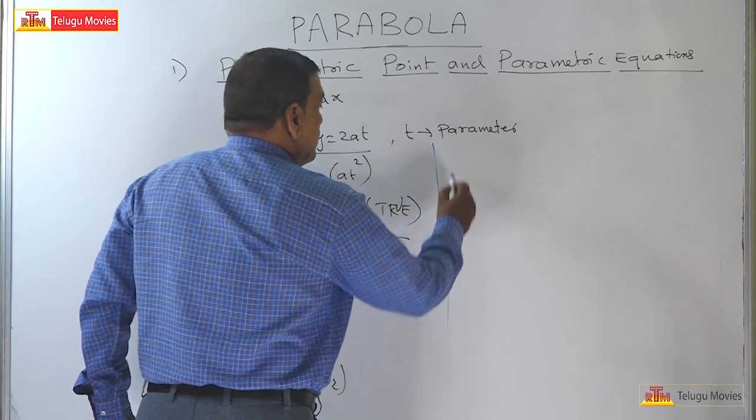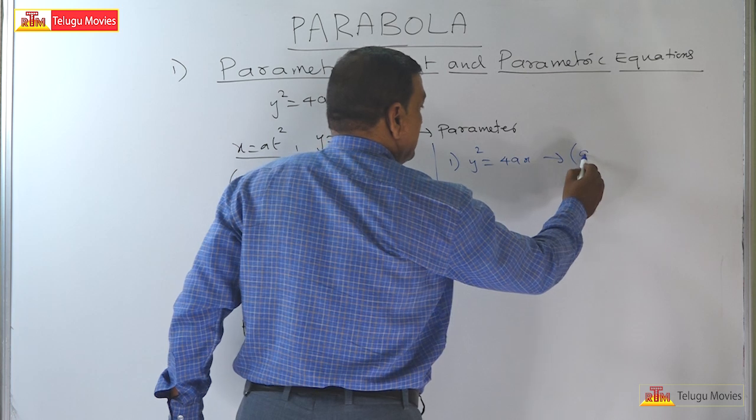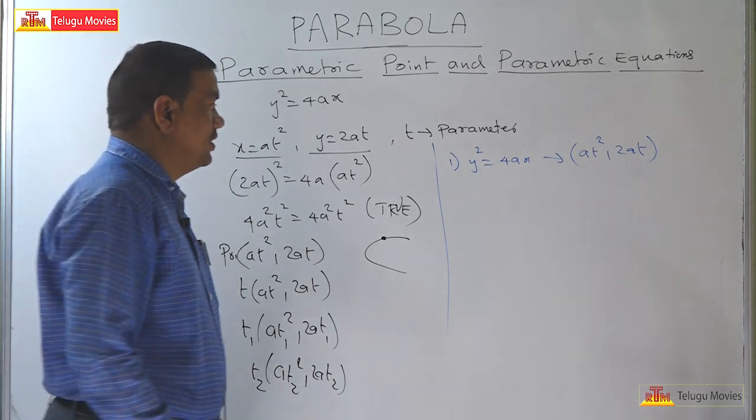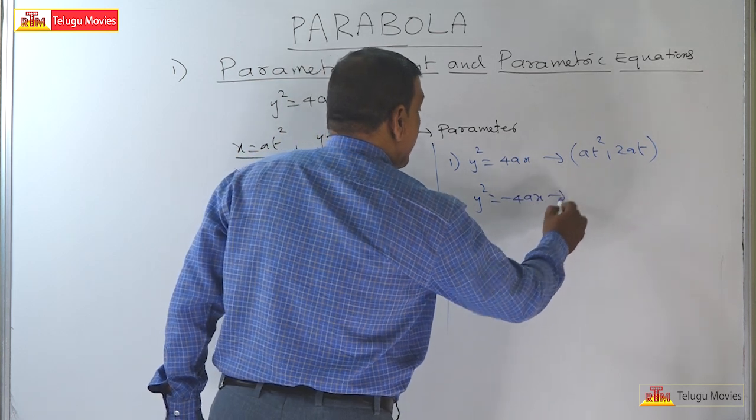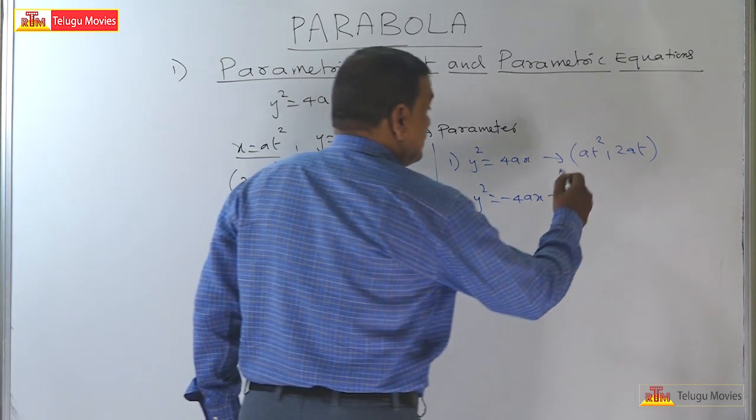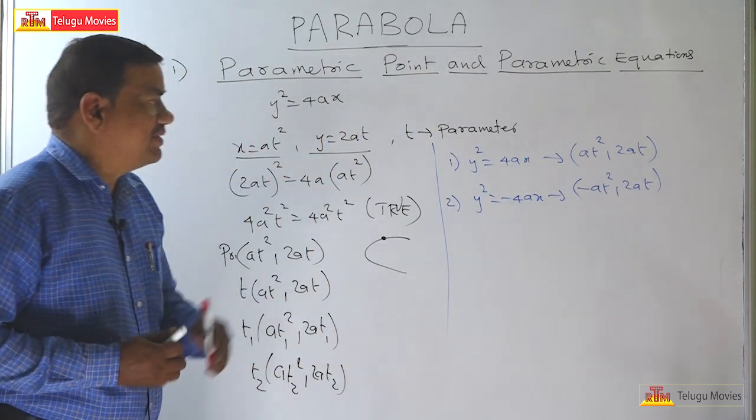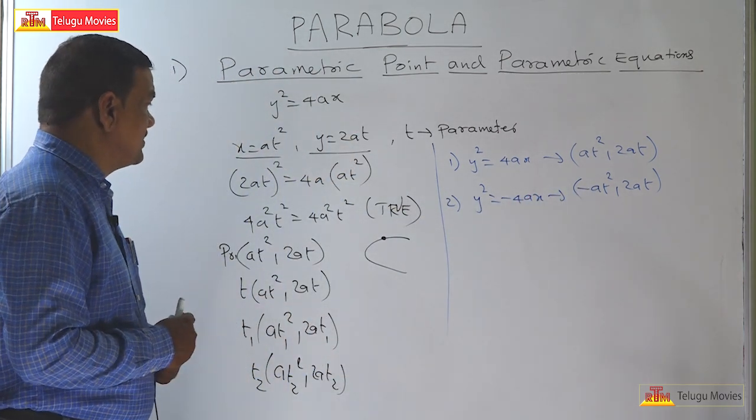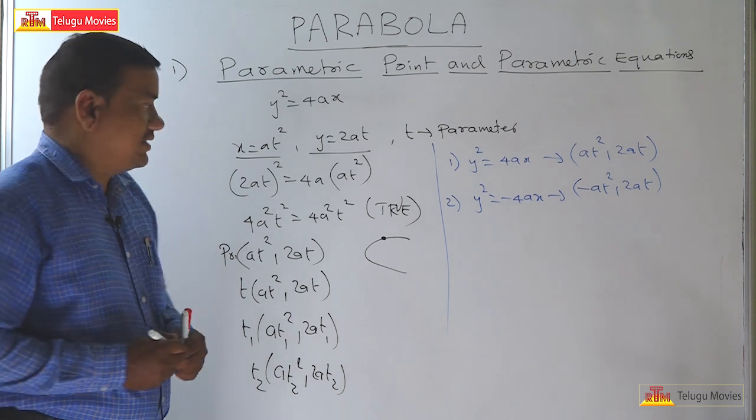Now if the parabola is of the form y square is equal to 4ax, then your parametric point is at square comma 2at. If your parabola equation is y square is equal to minus 4ax, your parametric point is minus at square comma 2at. Let me substitute here: in place of x, substitute minus at square, in place of y substitute 2at, you will get the same answer.